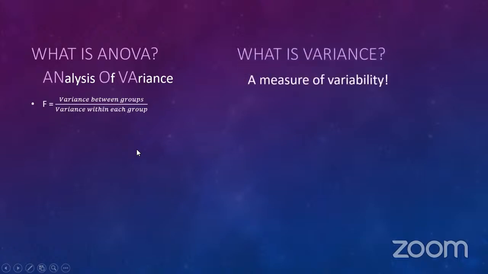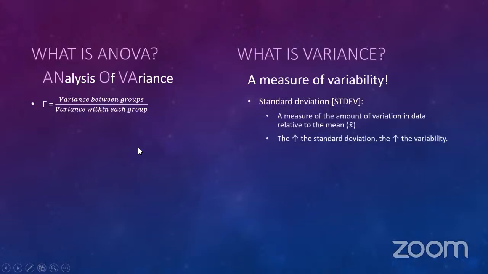Variance simply is a measure of variability, from its name. And what is variability? In biostatistics, we usually use standard deviation to talk about variance. And what is standard deviation, if we all forget about biostatistics? Standard deviation is simply subtracting each sample from the mean of the data and then squaring it. The higher the standard deviation in a sample group or in a population, the higher the variability of this group.